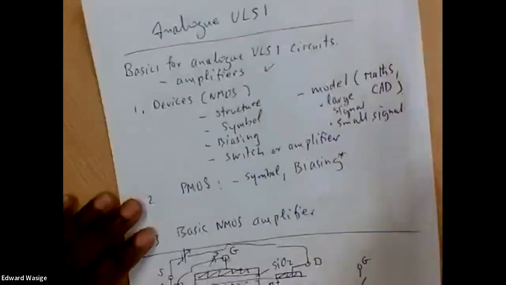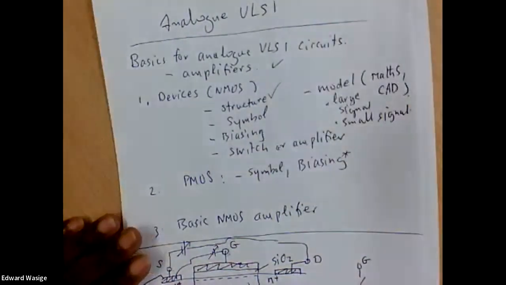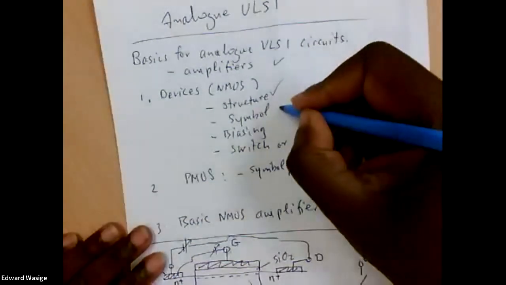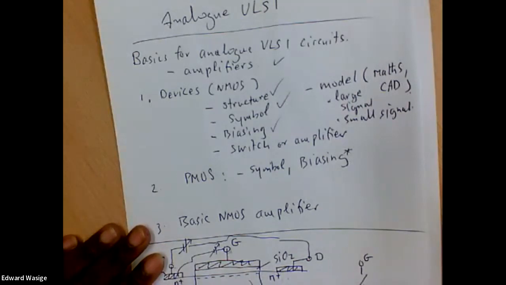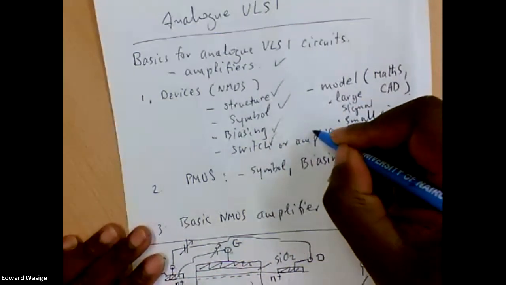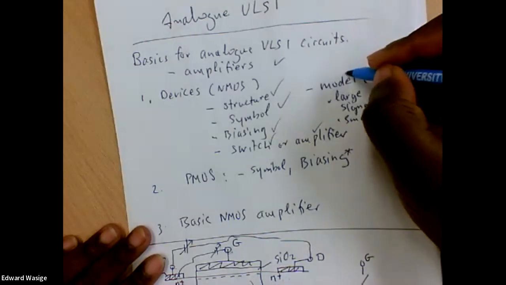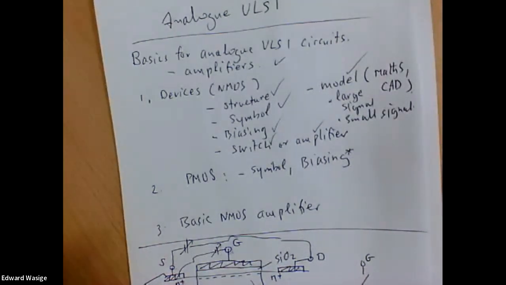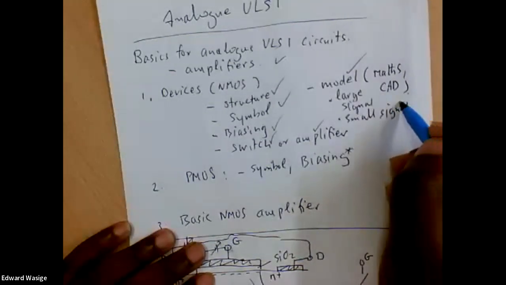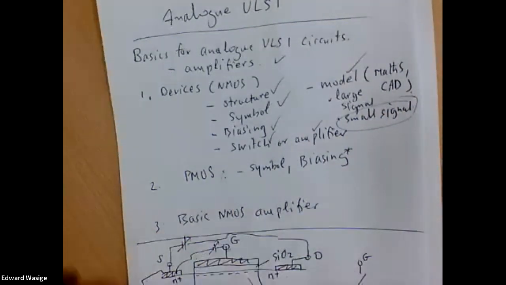At this point in time, we should all be familiar with the structure of the NMOS. We should know its symbol. We should know how it's biased and when it's used as a switch or as an amplifier. And we know something about its large signal model. It's a math equation that represents the current. It's a two-port network. What we haven't done is the small signal model, and we'll do that after I've looked at the PMOS device.